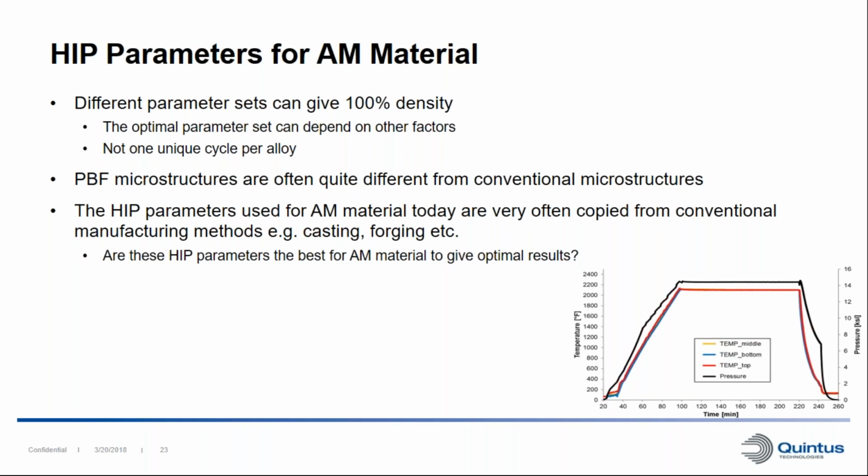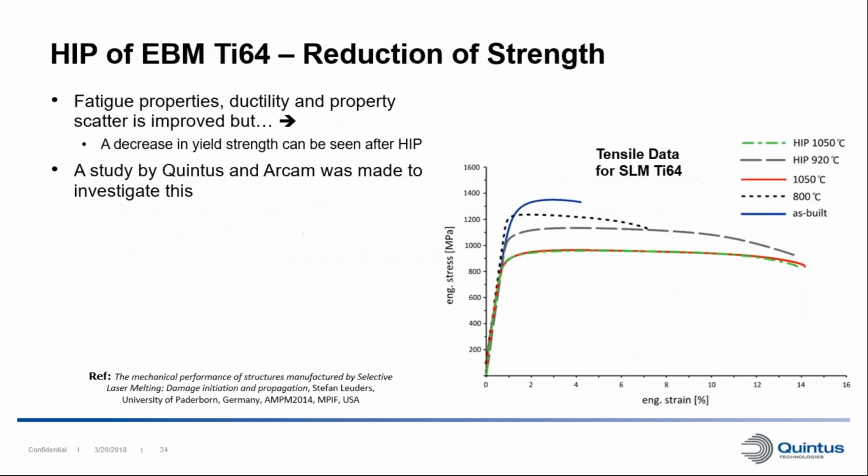Another thing to notice is that powder bed fusion microstructures are often quite different from conventional microstructures. However, today in the AM industry, we're normally using HIP cycles and heat treatment cycles taken from more conventional manufacturing methods like casting or forging, for example. So one question to ask is, are these HIP parameters really the best for AM material to give optimal results? And we have been doing a study together with Arcam to look at this topic a little bit.